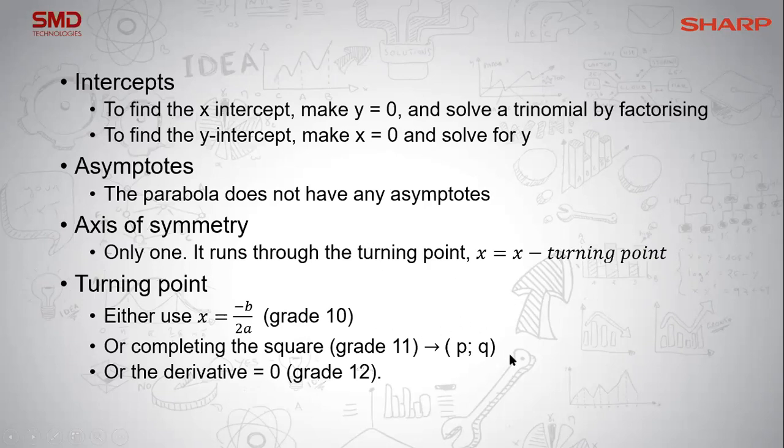Now, there are different methods to find the turning point. So in grade 10, we are just given a formula where we are told x is equal to negative b over 2a. And that actually comes from calculus, which you'll discover in grade 12. But in grade 12, we use the derivative, and in grade 11, we use completing the square. Okay, so when you're in grade 12, you can use any of the three methods.